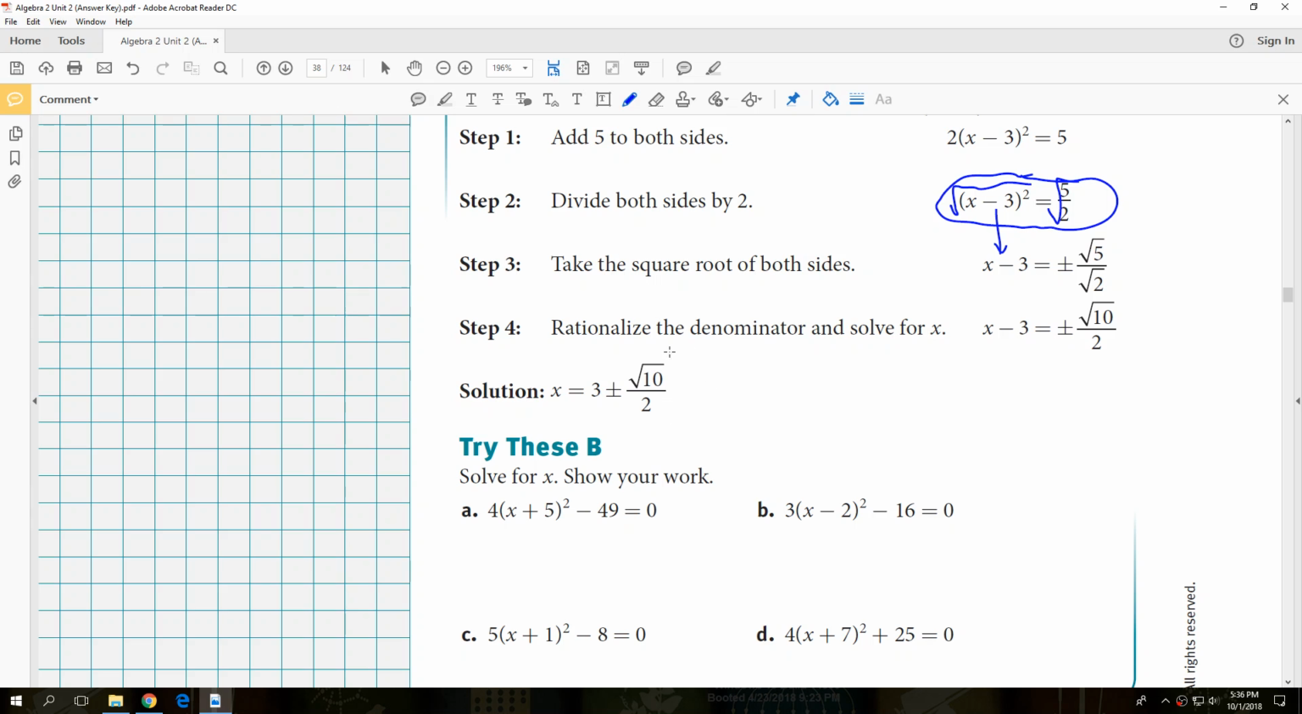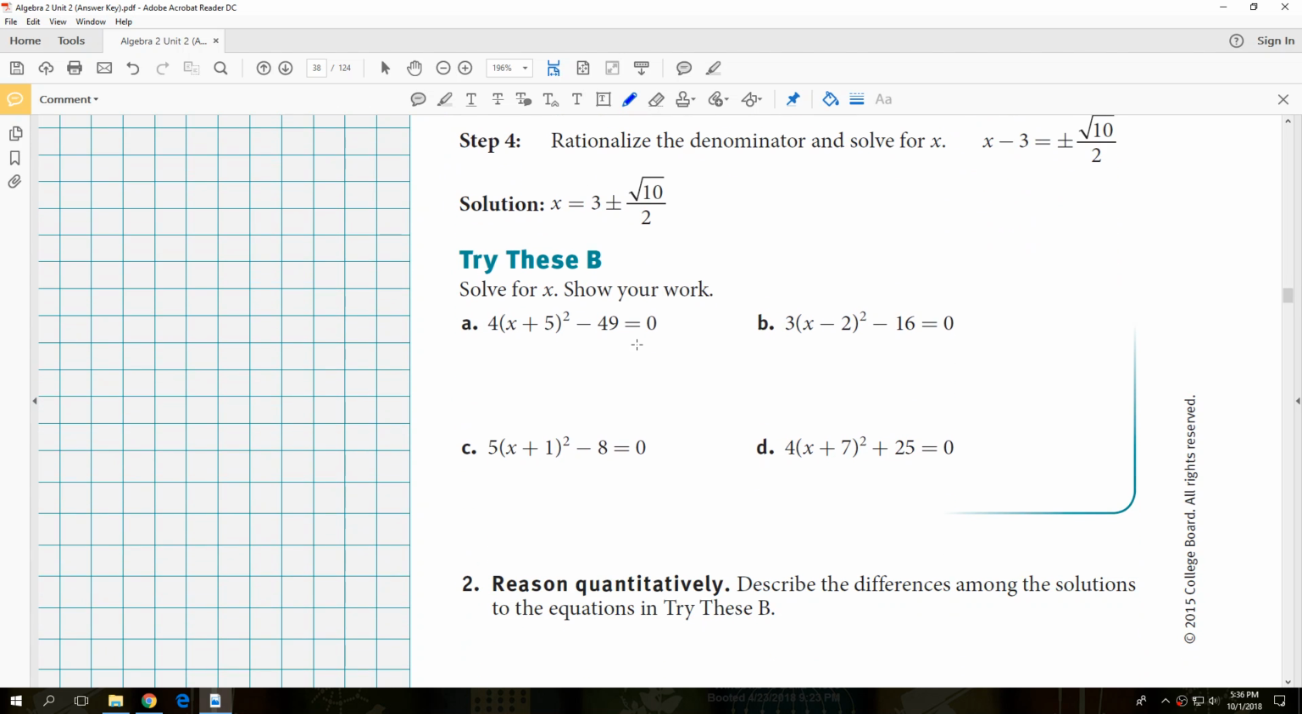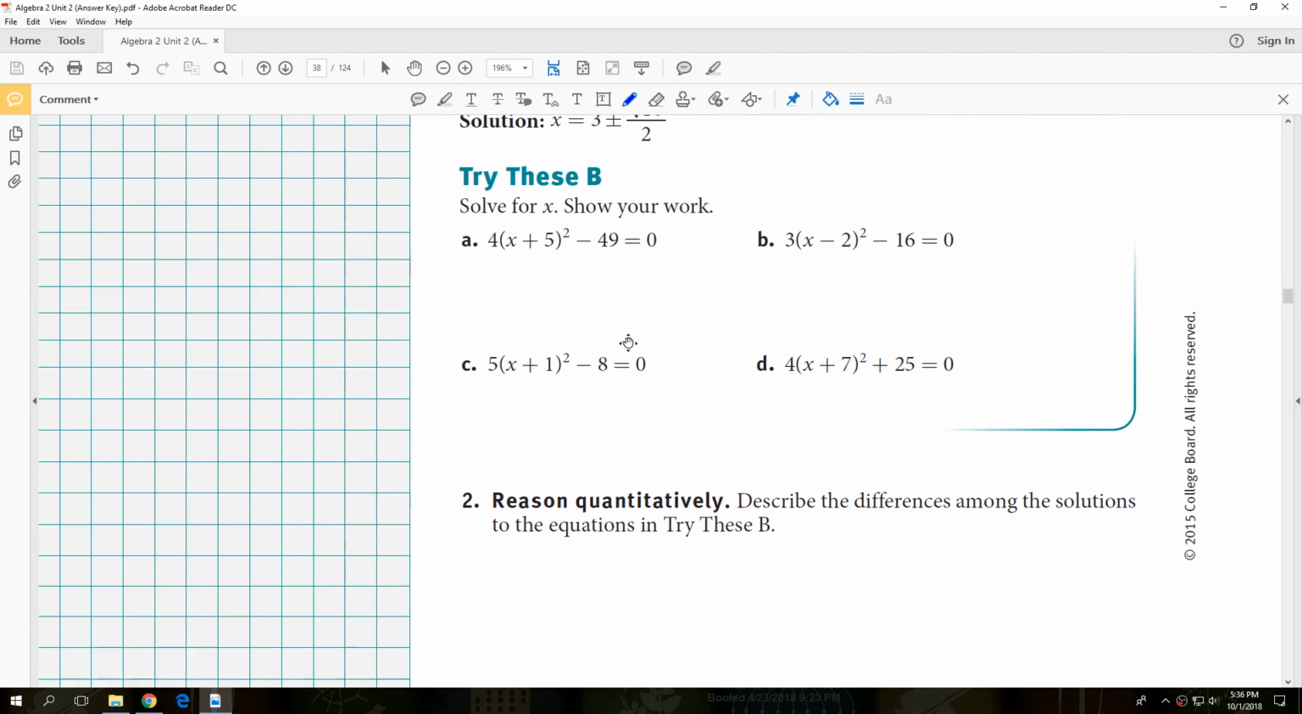Okay, and that gives you 2 answers. The first version is 3 plus square root of 10 over 2. The second answer is 3 minus square root of 10 over 2. Okay, so let's go ahead and do these ones real quick.